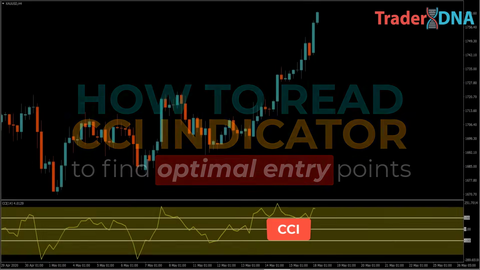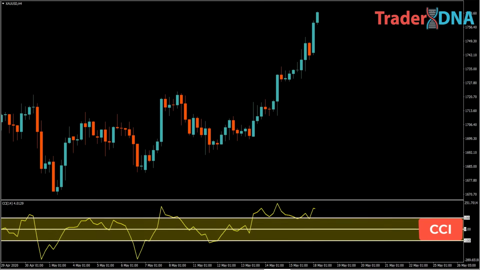If you look closely, the CCI is built around 3 major levels: -100, 0 and +100. These are the critical thresholds you need to understand if you want to find entry signals that offer high reward potential relative to the risk you're taking on each trade. Now here are the rules for interpreting those levels.